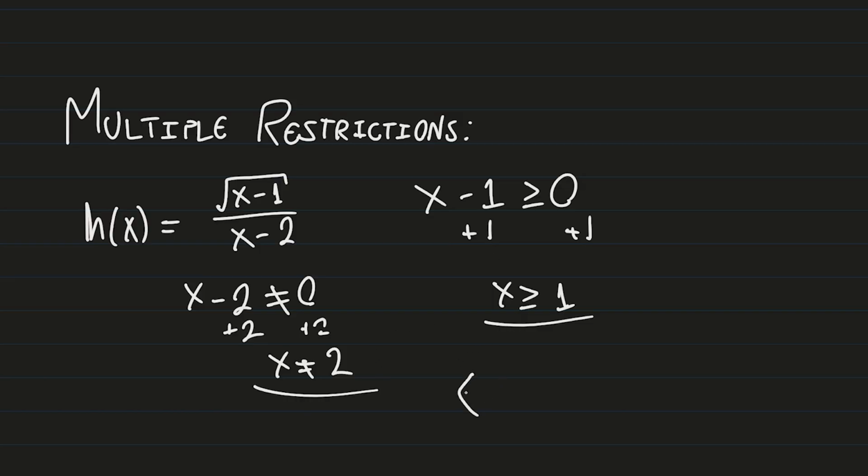Let's think about this on a number line. We know that at 2, there's going to be a hole here, because x cannot be equal to 2. We know that at 1, we're going to have a closed circle, because it can equal 1, and we want all the values greater than 1. So we're going to go to the right, there's still a hole there, and we're going to keep going forever and ever and ever.